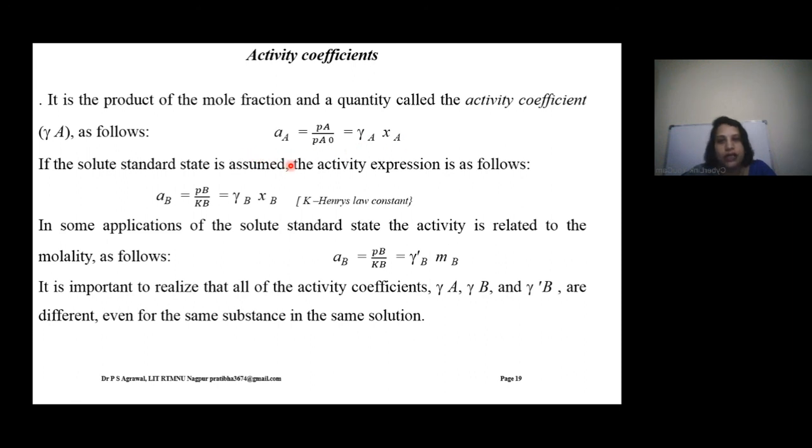If the solute standard state is assumed, then the activity expression is related to this. Again, it is Henry's law. In some applications, the solute standard state activity is related to molarity. So activity can be expressed in different ways. What I mean to say is that whatever term we have, we can relate it with the activity.